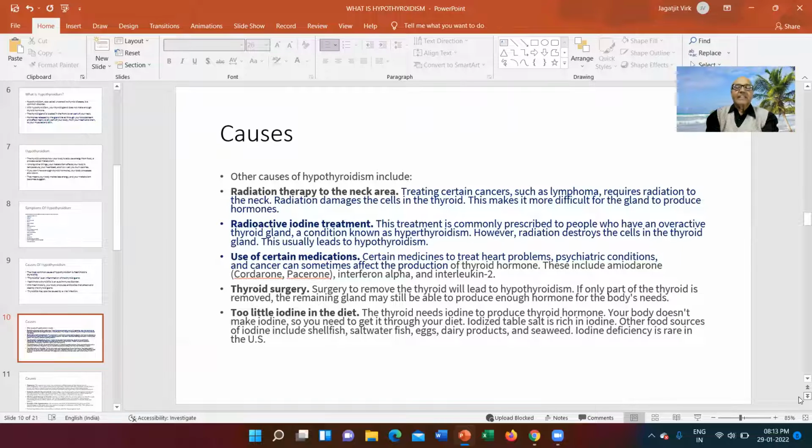Too little iodine in the diet. The thyroid needs iodine to produce thyroid hormone. Your body doesn't make iodine, so you need to get it through your diet. Iodized table salt is rich in iodine. Other food sources of iodine include shellfish, saltwater fish, eggs, dairy products, and seaweed. Iodine deficiency is rare in the United States.